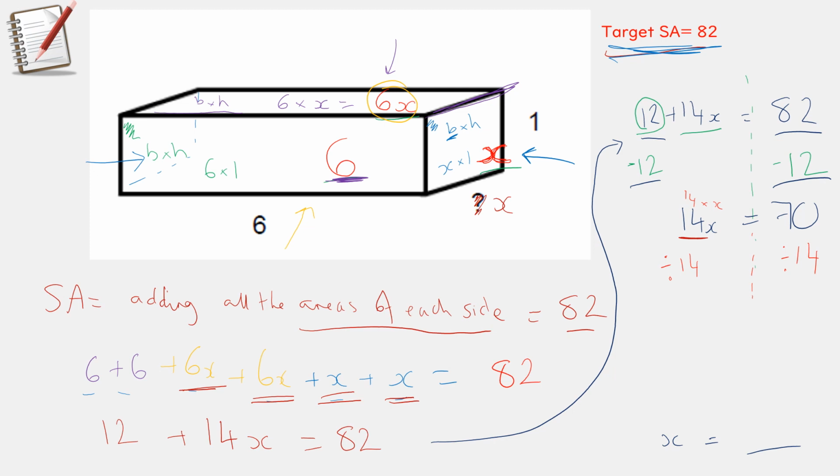So get your calculators out, or if you know it in your head, brilliant. 14 divided by 14 will give me 1, so we're just going to be left with x on this side. And 70 divided by 14 gives me an answer of 5. So we've done exactly what we needed to do. We've found out what that x value is, and that is 5.